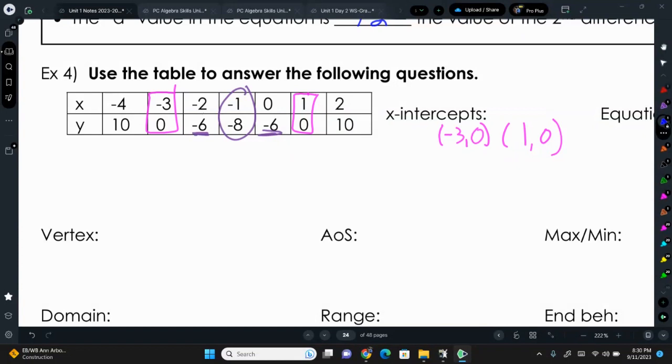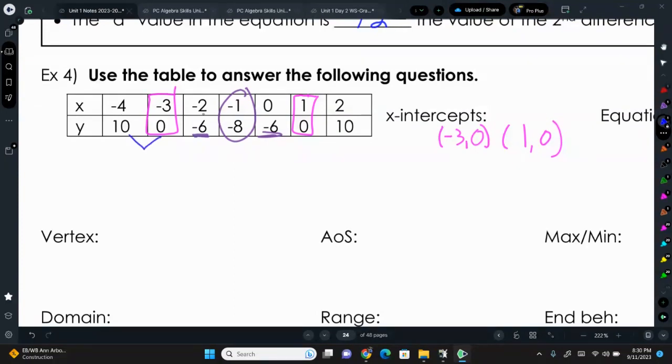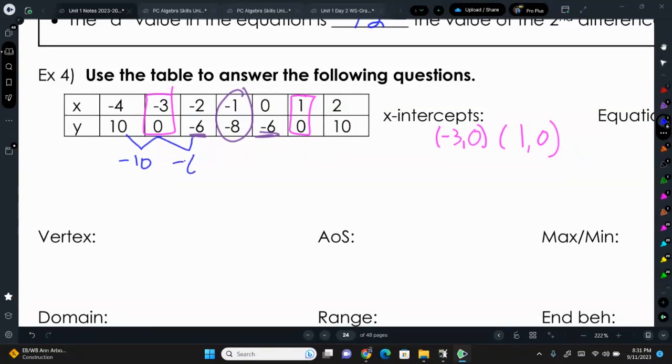So to calculate that a value, we're going to take the difference between y values. 0 minus 10 is -10. -6 minus 0 is -6. -8 minus -6. Okay, so -8 plus 6 is -2. -6 minus -8 is +2. 0 minus -6 is 6, and 10 minus 0 is 10. So this row is our first difference. Our second difference is when we take these values and subtract them.